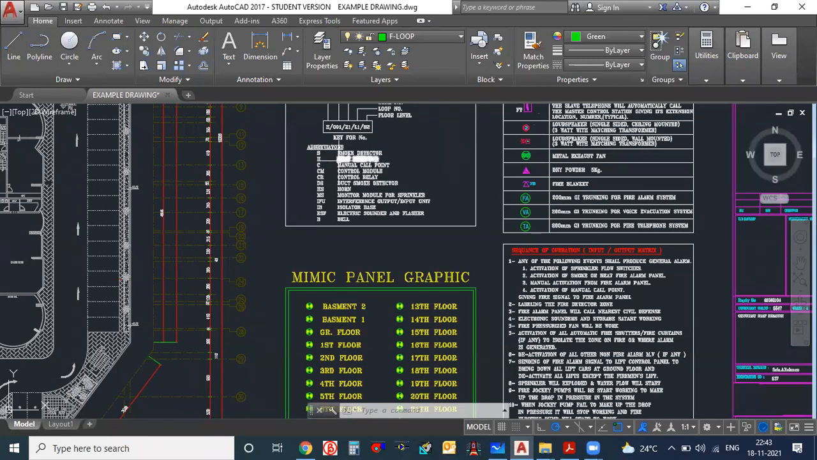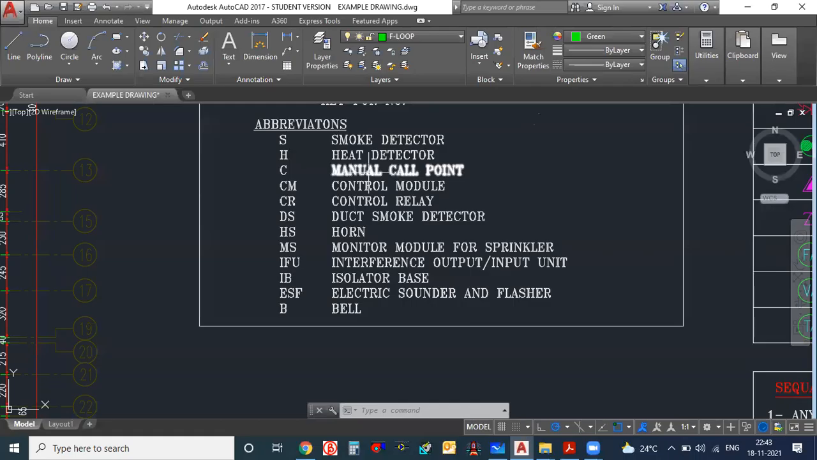Okay, let us follow one loop first. Then we will see. Here you see abbreviations are given. S is for the smoke detector. C is for the manual call point, control module. Don't go for control for more than 4 floors.